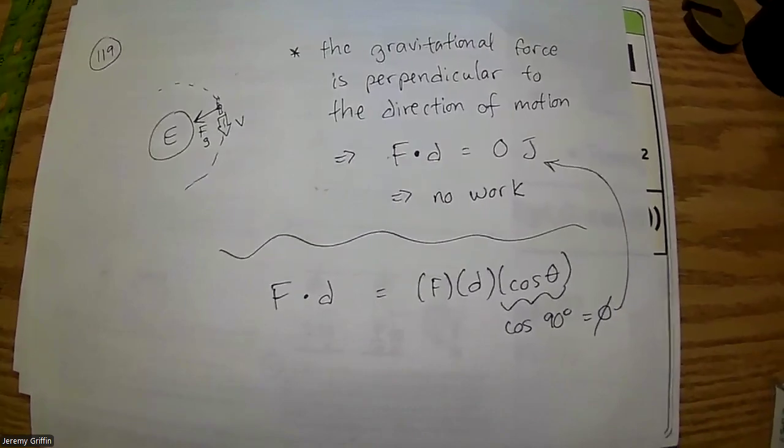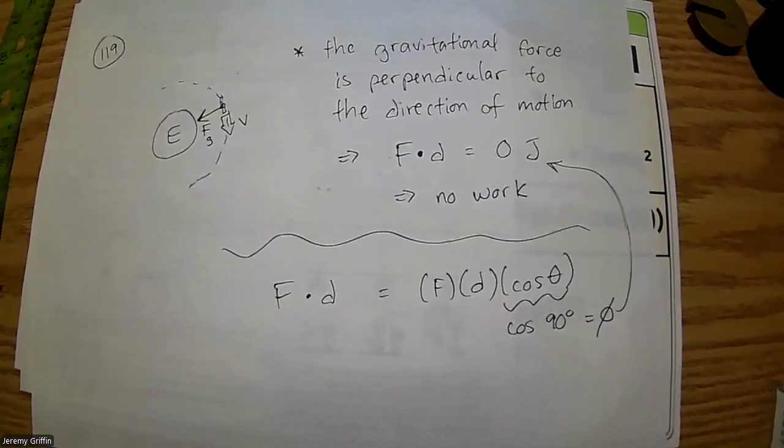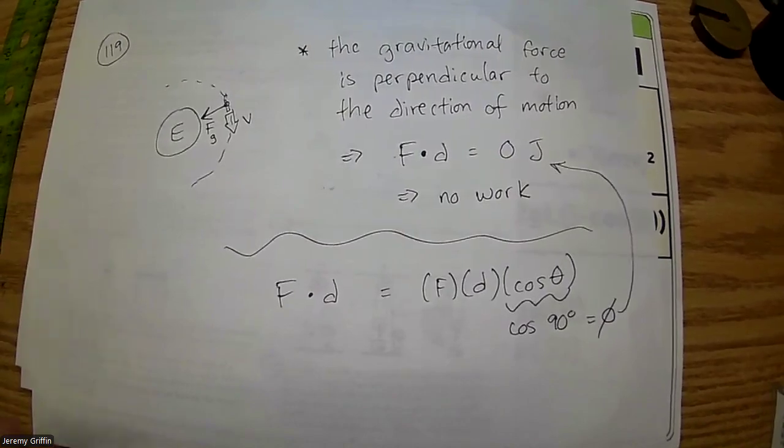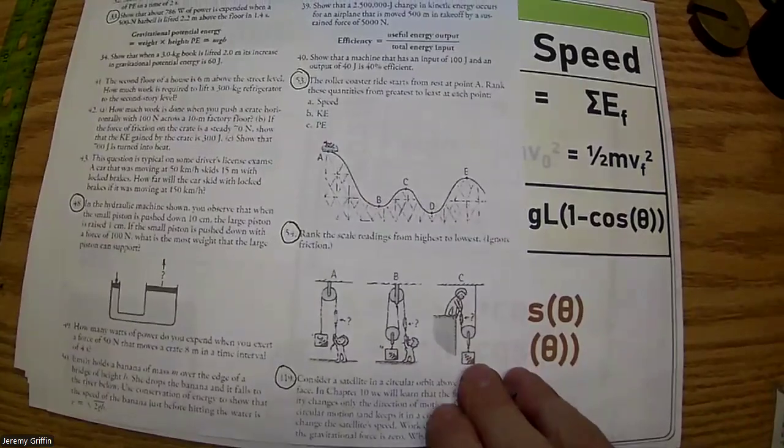That was a poster too. Okay, are you guys good with that? So if you want a force to do some work on something, there has to be some component of that force that's in the direction of motion. Okay? And for a circular orbit, that is not the case.